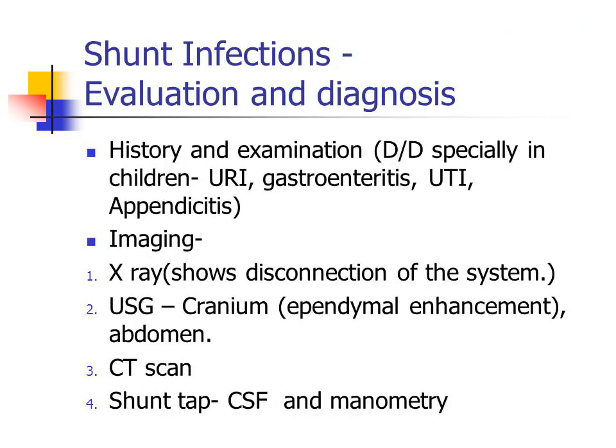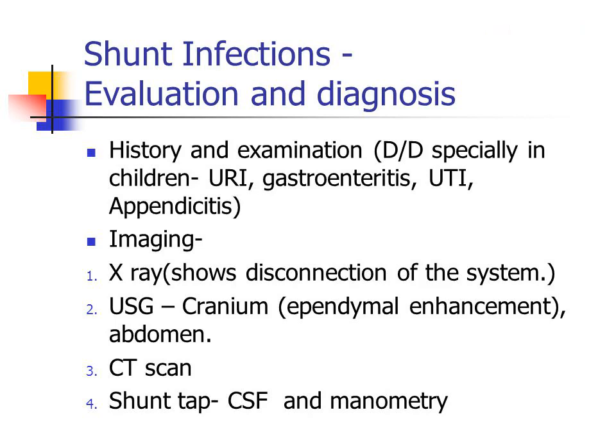Shunt infections: evaluation and diagnosis. History and examination, differential diagnosis especially in children: URI, gastroenteritis, UTI, appendicitis. Imaging. X-ray shows disconnection of the system. USG cranium, ependymal enhancement, abdomen. CT scan.